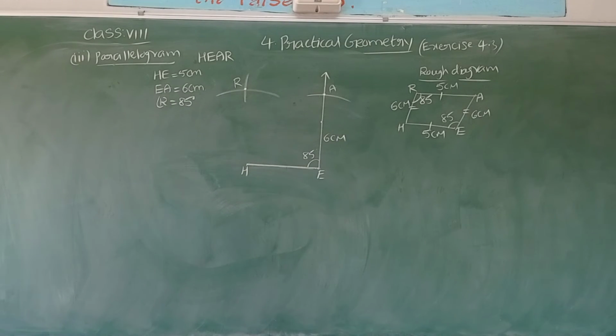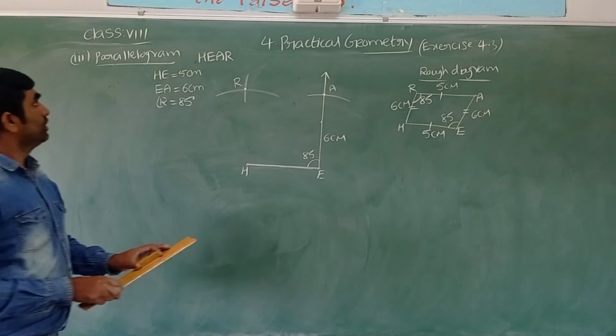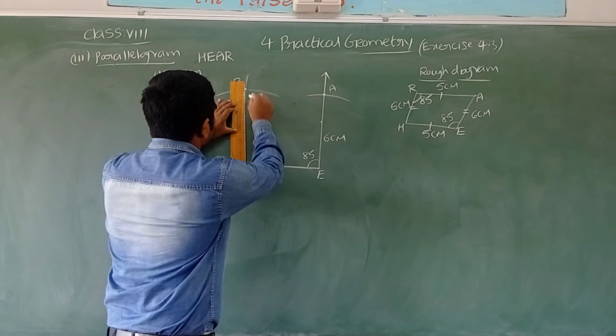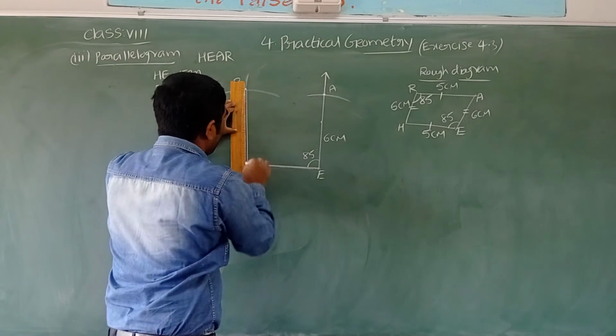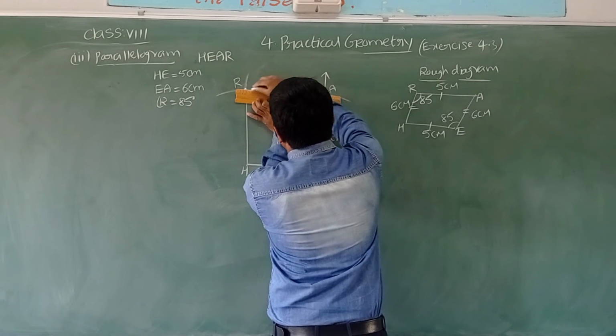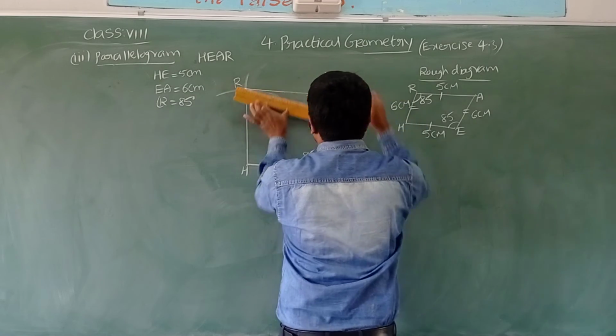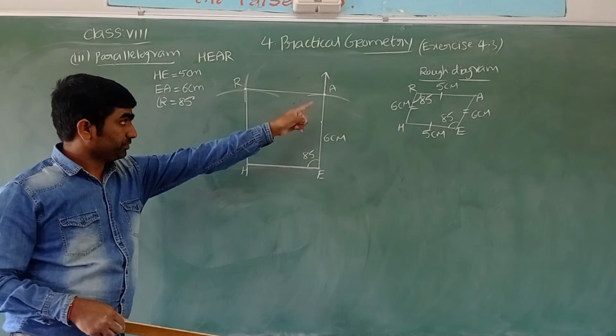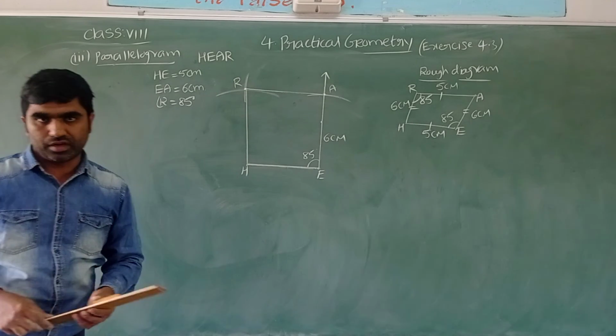To get a parallelogram, you can join RH, and you can join RA also. So this is the required parallelogram. HEAR is ready.